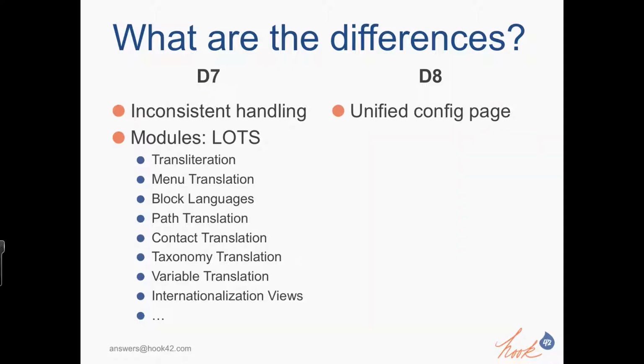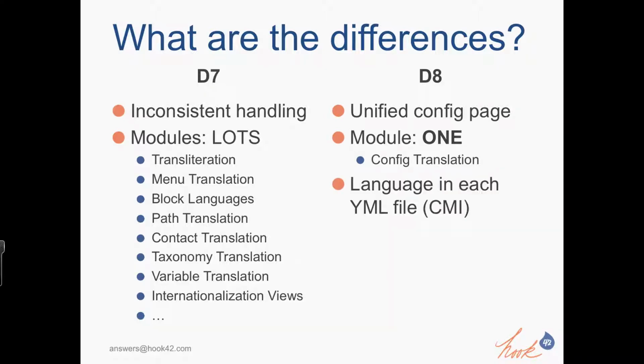But in Drupal 8, you have one page to go to get all of these configs. You had to find all of these different configurations everywhere for translating these configurations. There's only one module you have to install. It's called config translation. It's very clear, right? And then the language for each of the settings are basically in each YAML file. So that uses the CMI, the config management initiative's work to actually export and deploy configs if you'd like to.